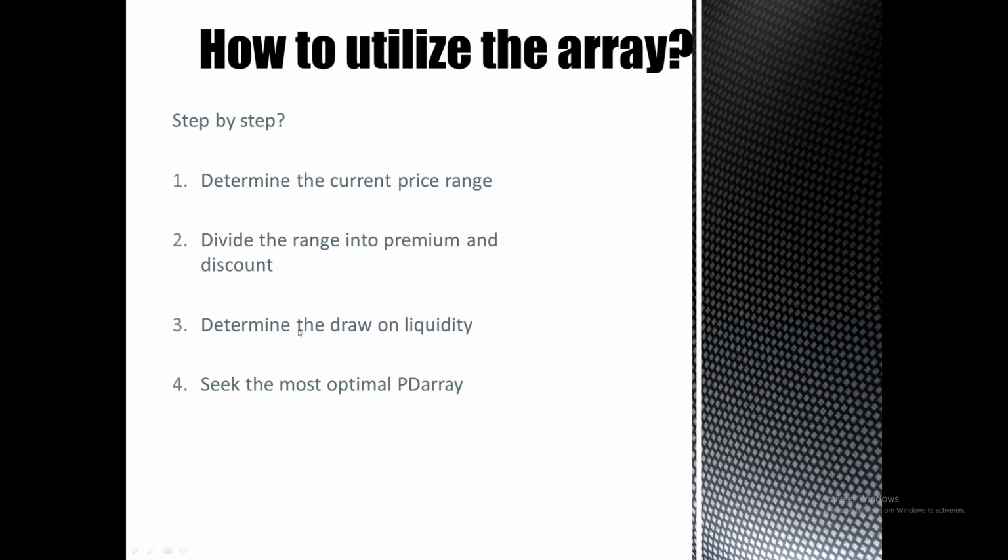Now the harder part, determine the draw on liquidity. You can use this list to determine the draw on liquidity. Price seeks the most optimal PD array, the most efficient delivery, the most easy to reach PD array. So if there's a lot of internal range liquidity, which can be used as resistance, for instance, to go back to premium, it's going to be harder to draw up in premium, and vice versa for discount.